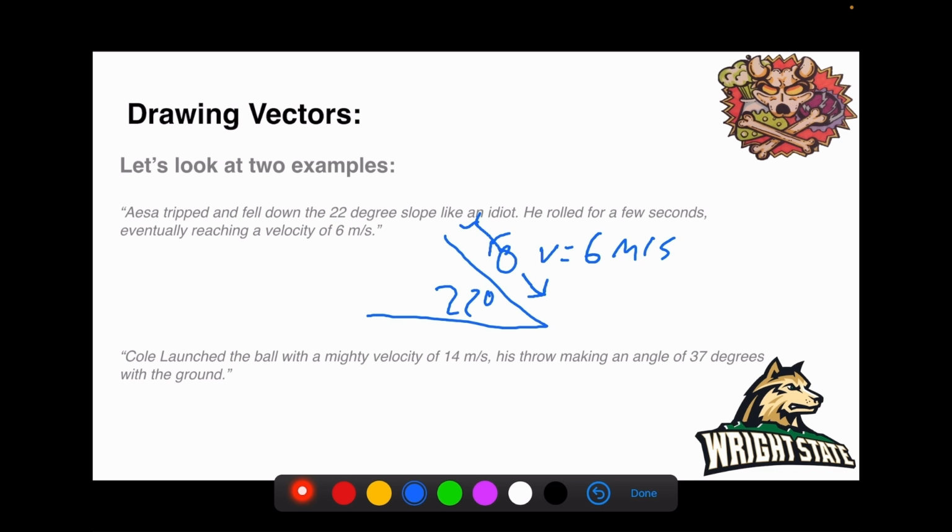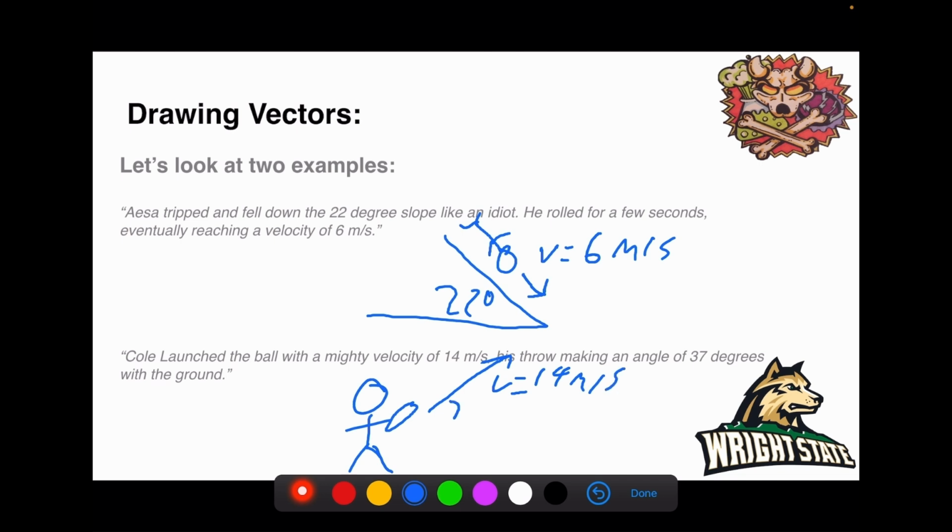So Cole launched the ball with a mighty velocity of 14 meters per second, making his throw an angle of 37 degrees at the ground. Okay, so we have Cole, who is a quarterback from my class a couple years ago. He's got a football, and he's going to throw it with a velocity of 14 meters per second.